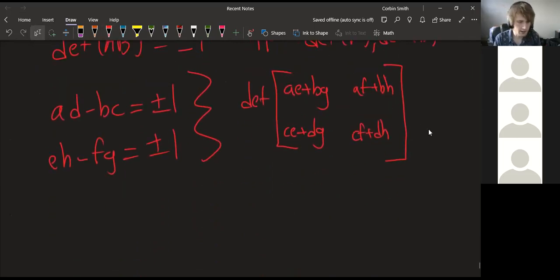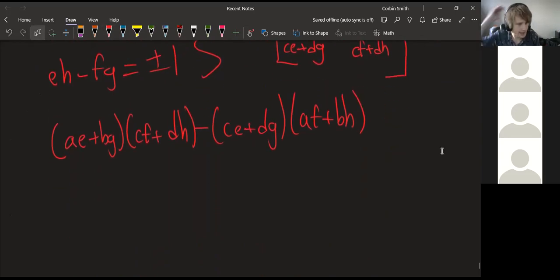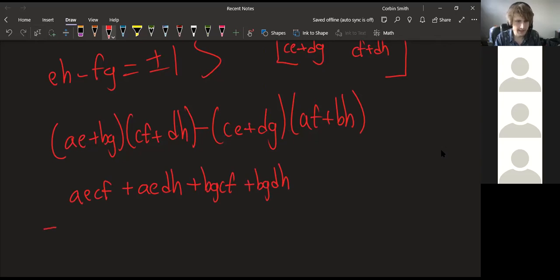Okay, so if we take the determinant of this thing, then we get AE plus BG times CF plus DH minus CE plus DG times AF plus BH. So let's multiply this out. So we get AECF plus AEDH plus BGCF plus BGDH, and then minus, in parentheses, CEAF plus CEBH plus DGAF plus DGBH.